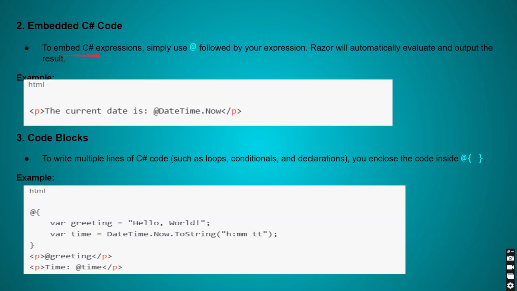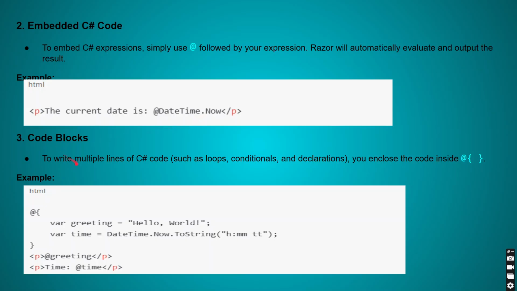To embed a C# expression, simply use @ followed by your expression. Razor will automatically evaluate and output the result. Look at the example. See, we have a p tag: the current date is @DateTime.Now.